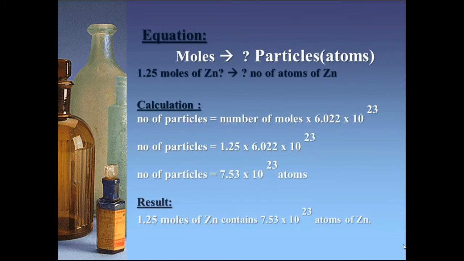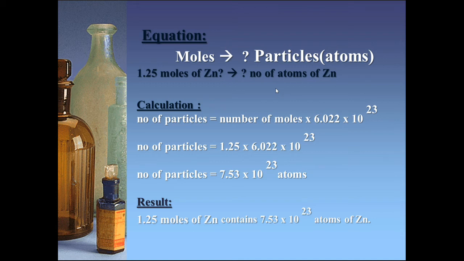Now calculation. First we have to make the equation. Number of moles already given. Number of particles or atoms we have to calculate. How many atoms of zinc are present in 1.25 moles of zinc? Now calculation: number of particles is equal to number of moles multiplied by Avogadro constant. Number of particles is 1.25 multiplied by 6.022 into 10 to the power 23. We got 7.53 into 10 to the power 23 atoms.